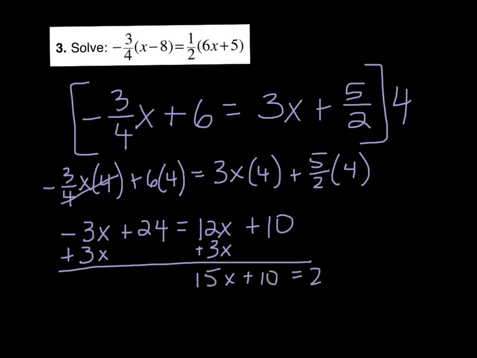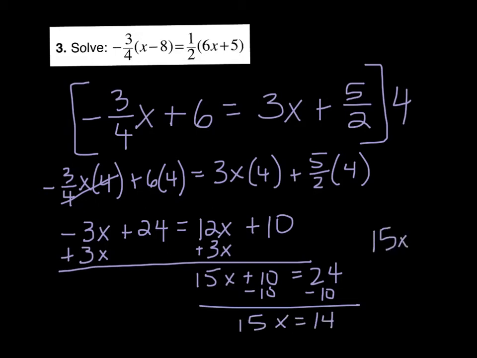Alright, I'm going to flip it around with my symmetric property. I'm going to subtract 10 from each side, leaving 15x equals 14. And finally, I'm going to use my multiplication property of equality. Divide by 15, x is 14/15.